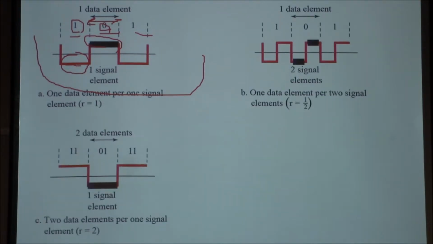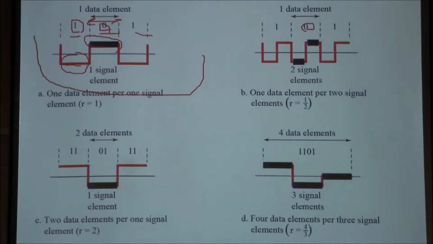If we take a look at this one, we have two signal elements and only one data element. So R will be 1, the data element, over 2, the signal element. The ratio R represents how many data elements are carried by each signal element. In the third graph, we have two data elements, and how many signal elements? Only one. So R equals 2 over 1, which is 2. In the fourth graph, we are sending 1101, so each time we are sending 4 bits. How many signal elements do we need to send 4 bits in this graph?